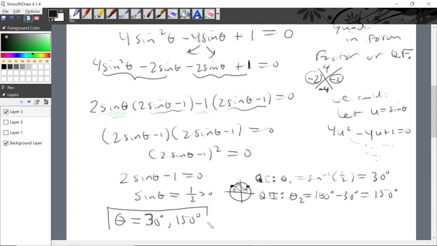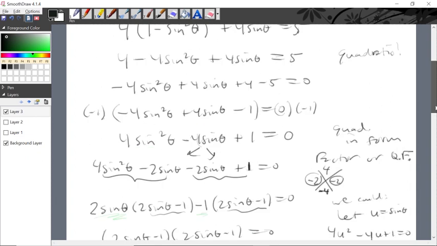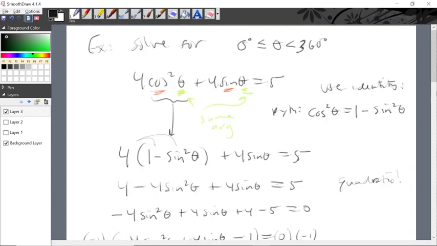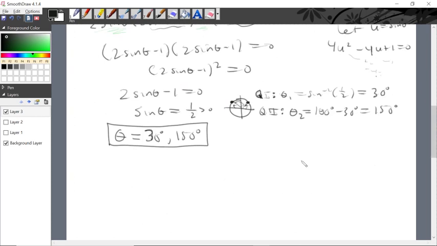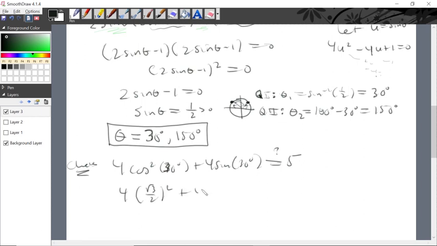You can check those solutions in the original equation to see that they work. Here's the original equation right here. Make sure you go and check to be sure that they work. So, 4 times cosine squared of 30 degrees plus 4 times the sine of 30 degrees, does that equal 5? Let's see, what's the cosine of 30 degrees? It's root 3 over 2. So this is 4 times root 3 over 2 squared, plus 4 times the sine of 30 degrees, which is 1/2.